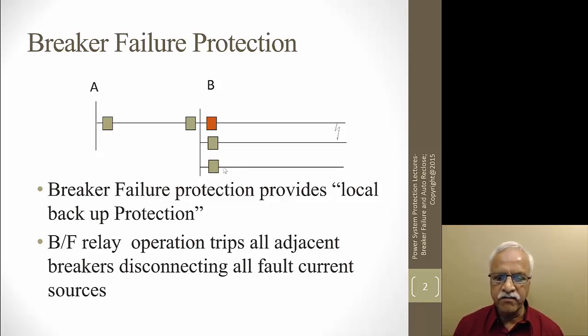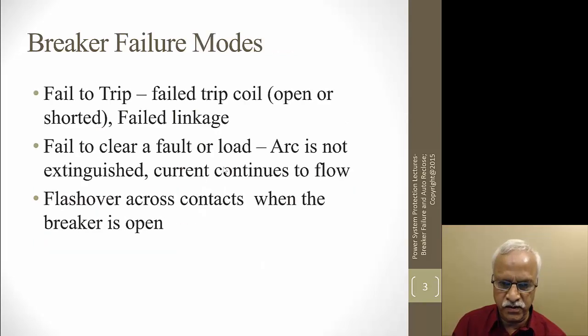So a breaker failure protection essentially provides a local backup. You have two sets of relaying you're using, primary and secondary, and if the breaker fails, it is detected and then it trips all the adjacent breakers, disconnecting all the fault current sources.